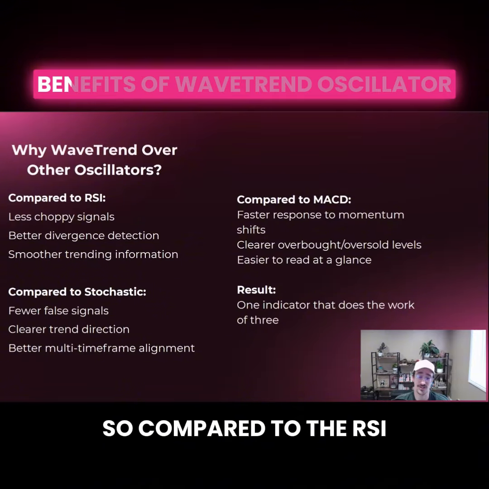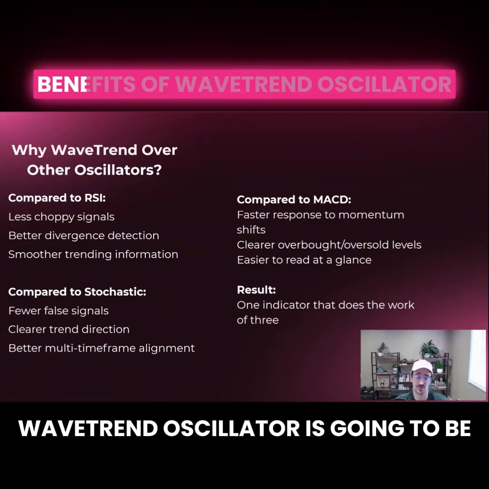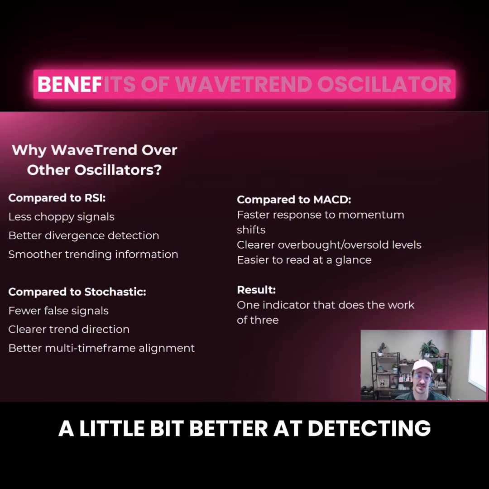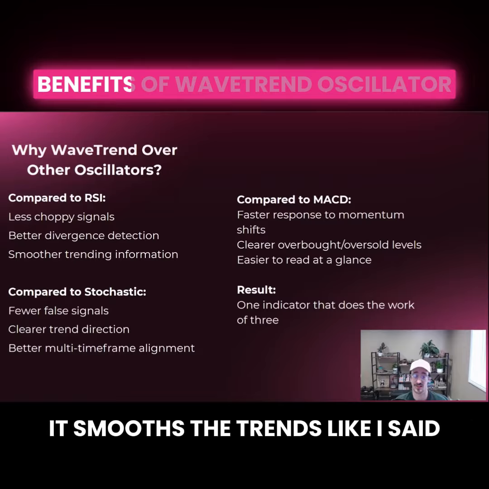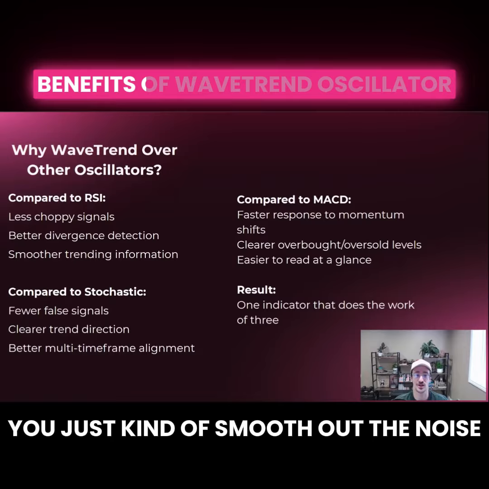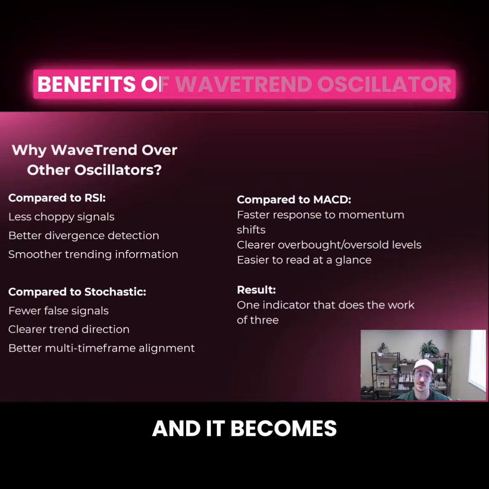Compared to the RSI, the RSI is going to be a little more choppy. The WaveTrend oscillator is going to be a little bit better at detecting the divergences. And I think that's because it smooths the trends, like I said. So when you're smoothing the trends, you just kind of smooth out the noise, and it becomes pretty easy to see when these divergences jump out at you.